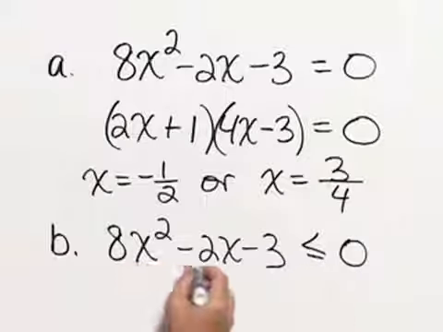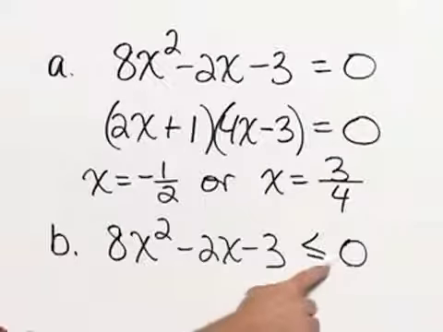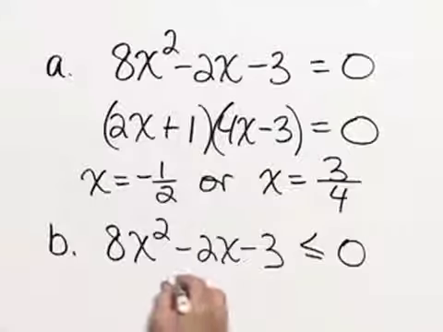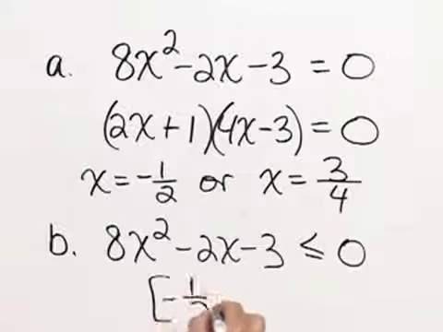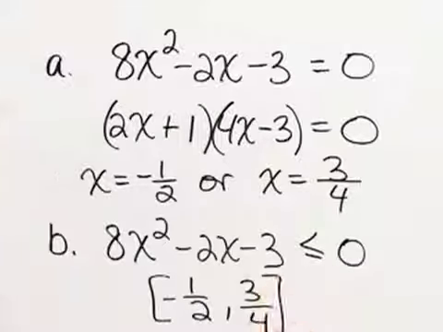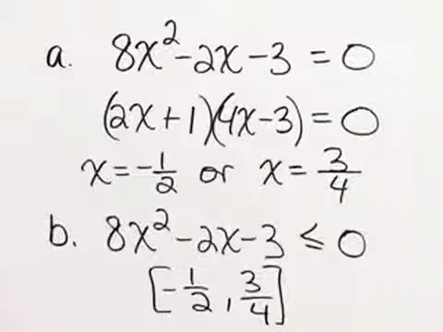So therefore the solution to this, which is where is this negative, that is where is it below the x-axis, is the interval from negative 1/2 up through and including 3/4.